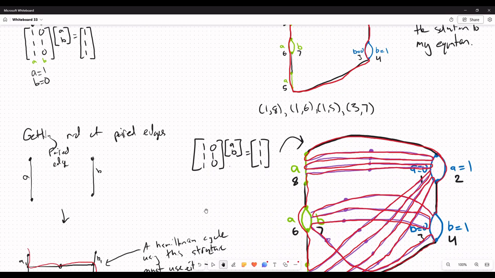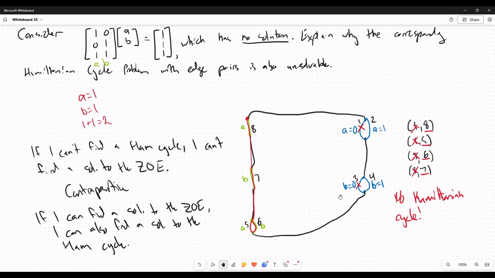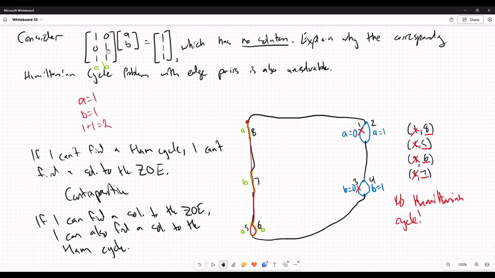And ignore this, because this is what you'll see in the next video. But there you go. I just wanted to show you an example where there isn't a solution to the ZOE, and therefore there's not a solution to the Hamiltonian cycle, and vice versa. There's not a solution to the Hamiltonian cycle, and therefore there's also not a solution to the ZOE problem. So there you go.